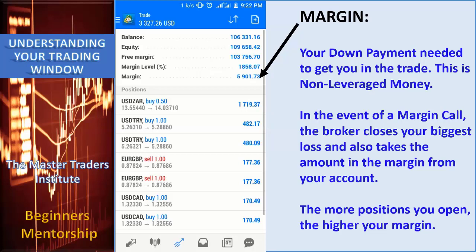So the margin is your down payment needed to get you in a trade. This is non-leveraged money. In the event of a margin call, the broker closes your biggest loss and also takes the amount in the margin from your account. The more positions you open, the higher your margin.